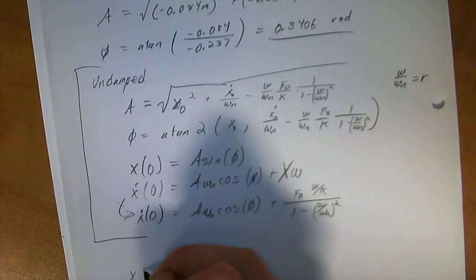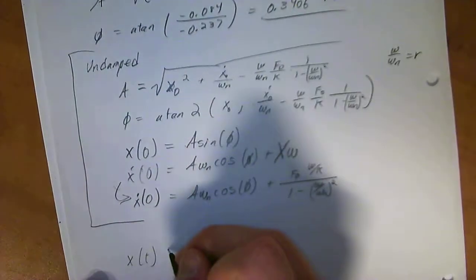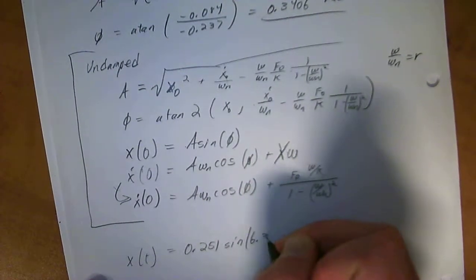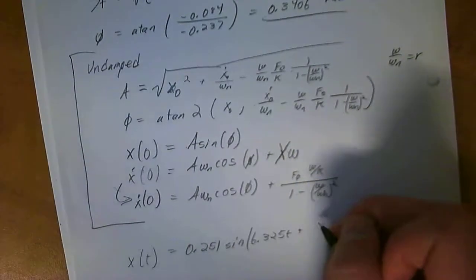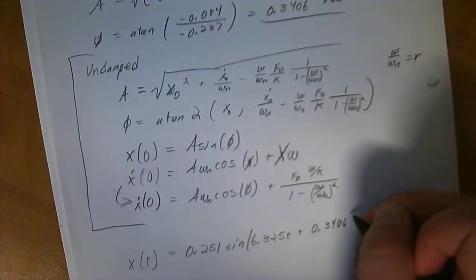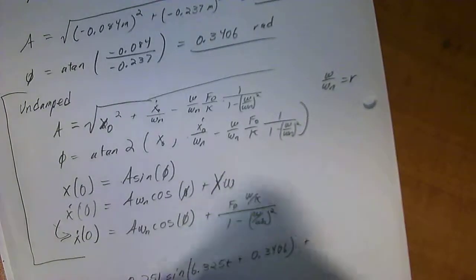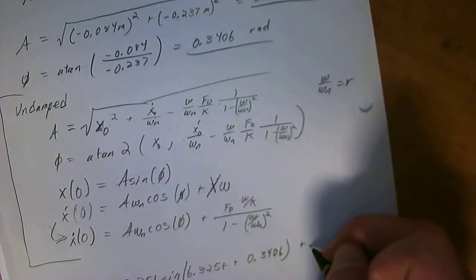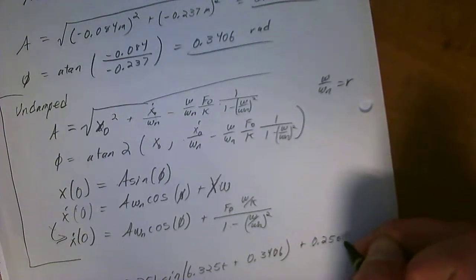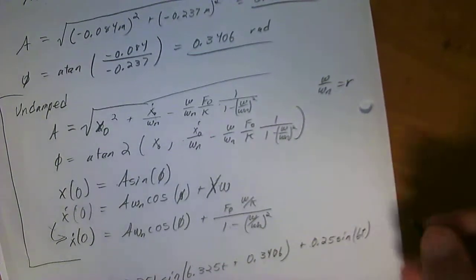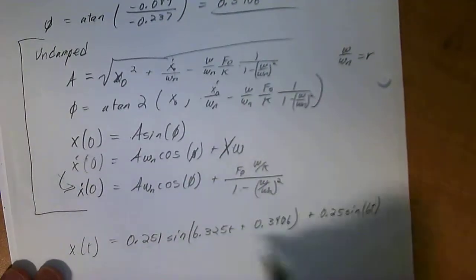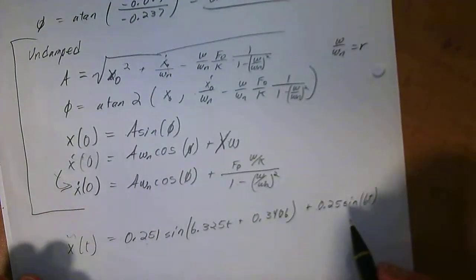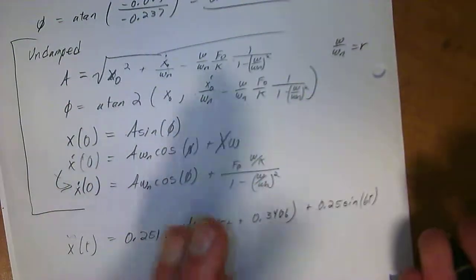is going to be x of t, total final solution, is equal to 0.251 sine of 6.325 t plus 0.3406 plus, which is the homogeneous solution, just putting in A, omega n and phi, 0.25 sine of 6t, and then technically this equation as it sits right now would only be x tilde. This is the displacement of the block from the equilibrium position.